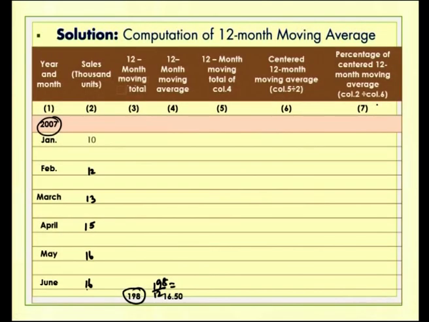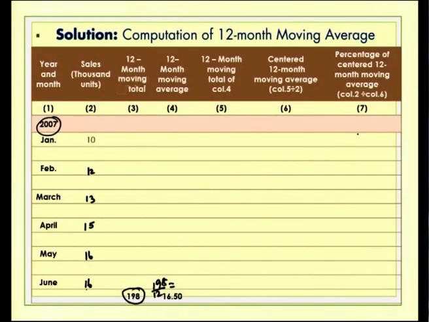Then, how to obtain the percentage of a centered 12-month moving average? The percentage of centered 12-month moving average is obtained as column 2 divided by column 6. The centered 12-month moving averages are the values representing the seasonal index along with the irregular variations. So, when you take the percentage, you are eliminating the irregular variations also, so this value will be only seasonal variations.